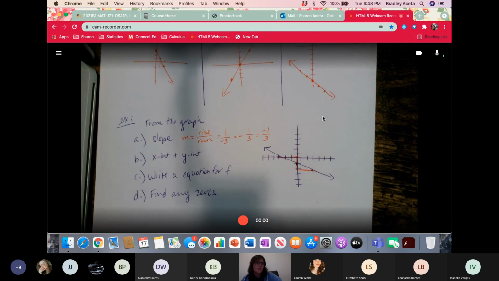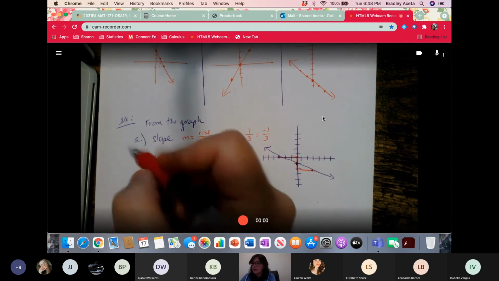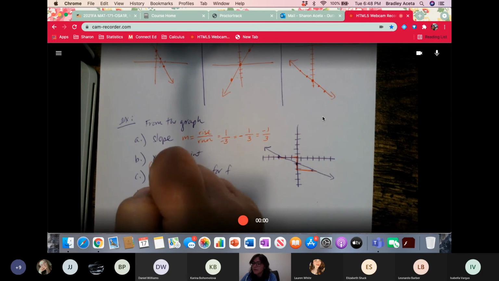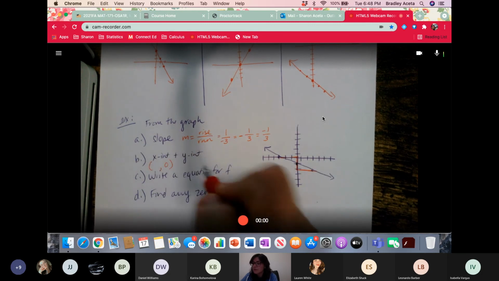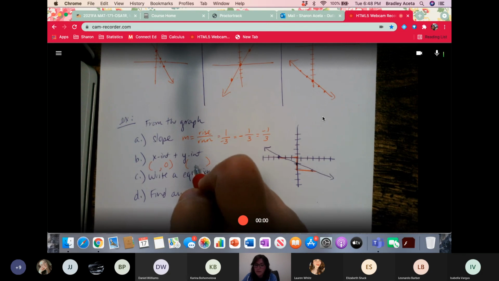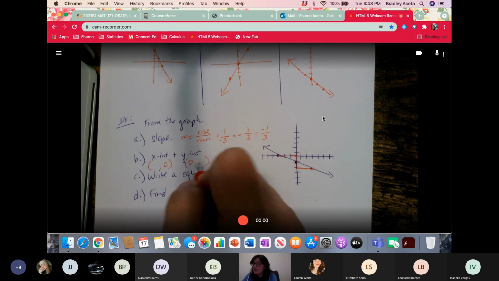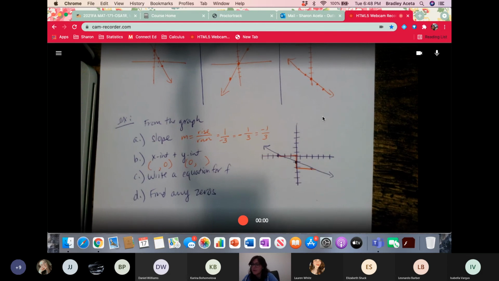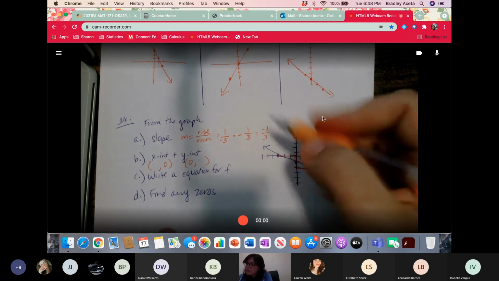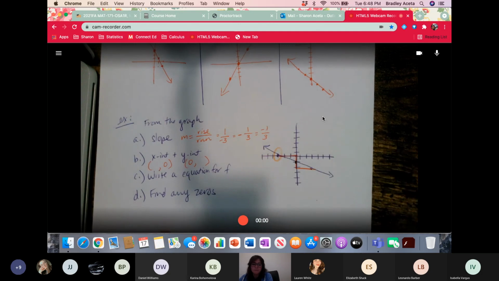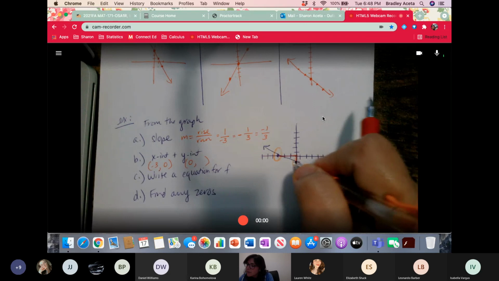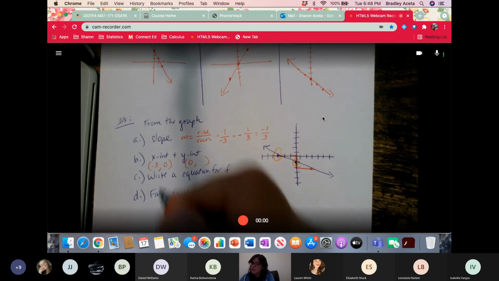X and Y intercept. So your x-intercept would always be an x value and then 0. Your y-intercept would be a 0 for x and then some number y right here. So x-intercept, where is it crossing the x-axis? It's crossing right there. And what is that point? That's the point -3, 0. Where is it crossing the y-axis? Right here, the y-intercept, which is 0, -1.